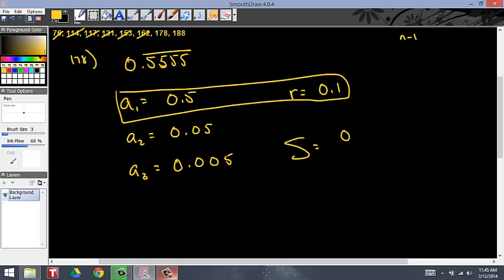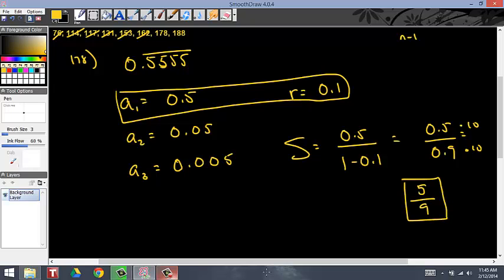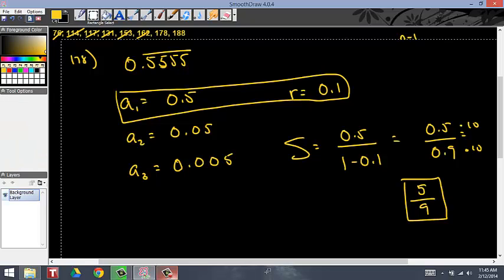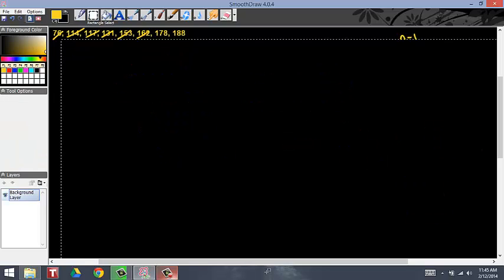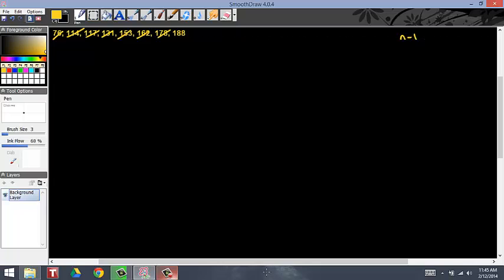The sum is going to be 0.5 over 1 minus 0.1, which is 0.5 over 0.9. Now, we can't have any decimals, so multiply the top and bottom by 10. So we've got 5 over 9. Someone do me a favor, put 5 over 9 in your calculator and tell me what you get. 0.555555555. Yep. 188.